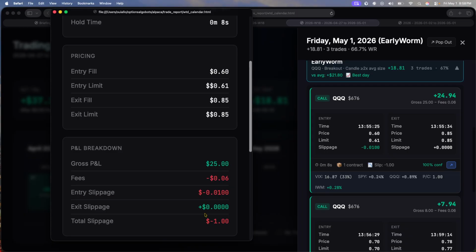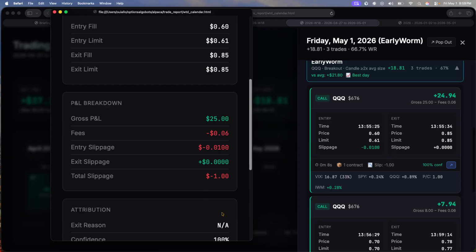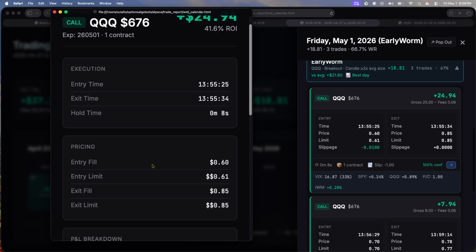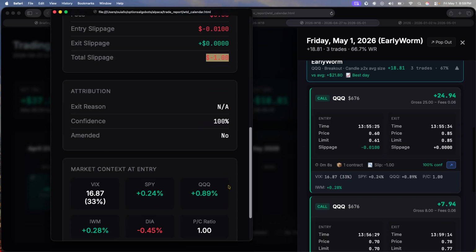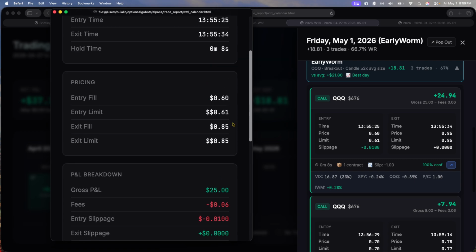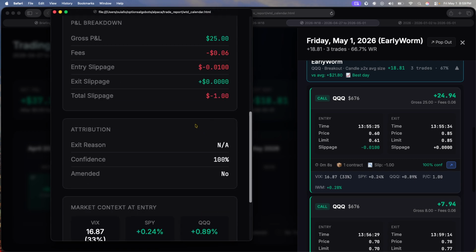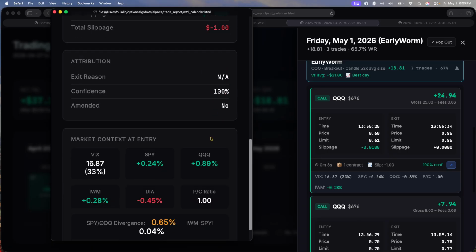Of course, you got to pay the man. And then we're also going to have slippage in there. And what is slippage? Slippage is the difference between what you expect to get filled at and what you actually get filled at, right? So that's going to be our slippage. And the reason it's negative is because we got a lot better fill. We submitted at 61, but we got filled at 60. So that's why it's negative slippage, right?